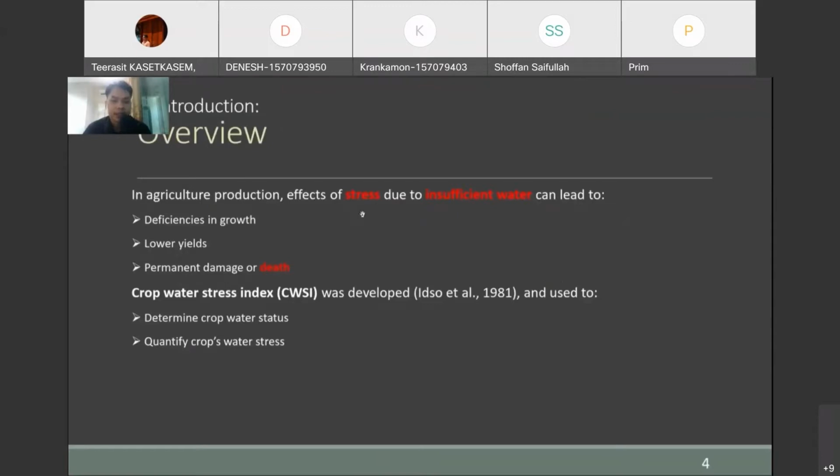In agricultural production, the effect of stress due to insufficient water can lead to many things, such as deficiency in growth of the crops. It can also lower the yields of the crops, and in the worst case, it can cause permanent damage or death to the crops. Therefore, in order to determine the crop water status and to quantify the crop water stress, the crop water stress index was developed.